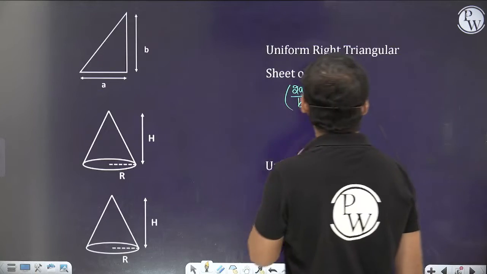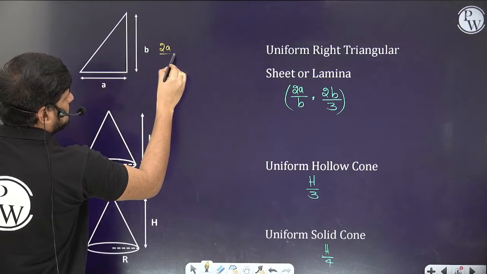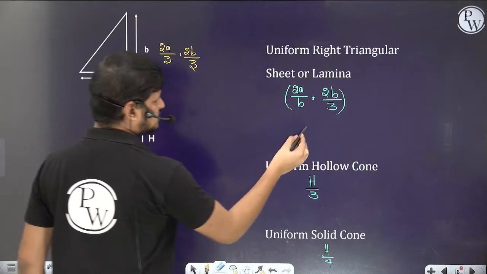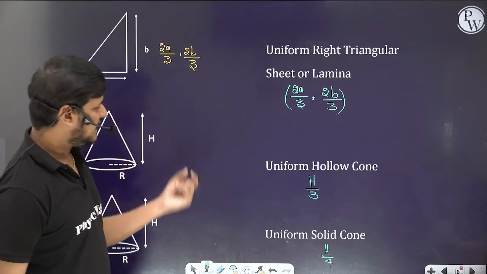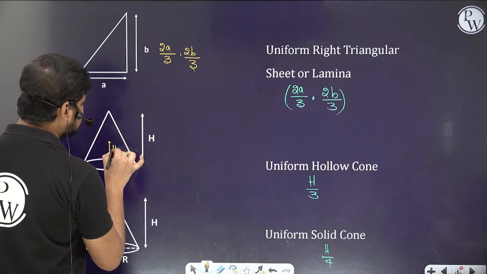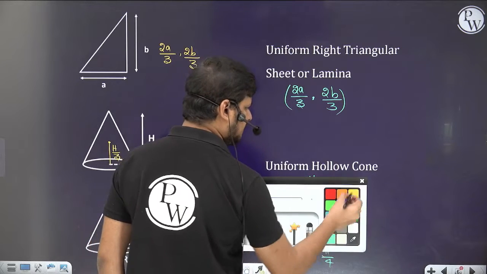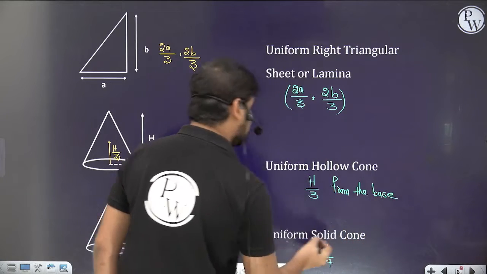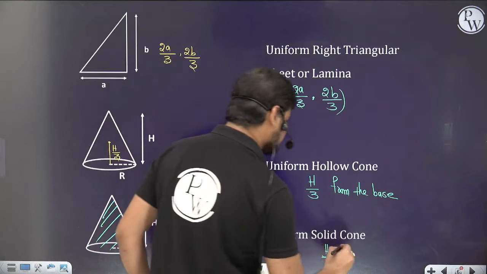Whereas for a uniform right triangular sheet, or lamina, the center of mass lies at the point 2a by 3 comma 2b by 3. Clear? And then for the uniform hollow cone, from the base, it lies at a distance h by 3 from the base. Whereas for a uniform solid cone, its center of mass lies at a distance of h by 4 from the base.